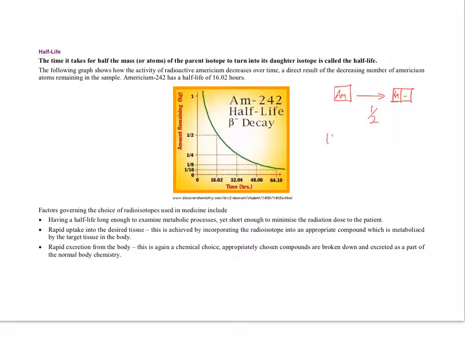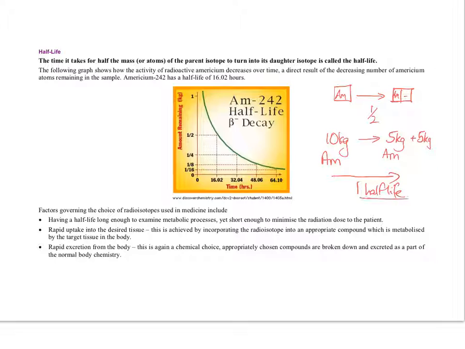But if it was 10 kilos to start, it would end up 5 kilos of americium and 5 kilos, or approximately, of something else, whatever it's decaying into. So the half-life itself is the time it takes for this to happen. That's one half-life.